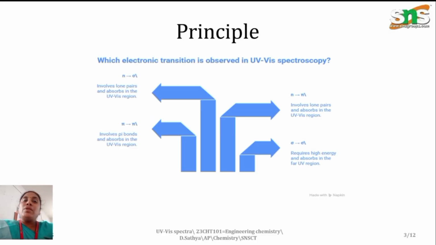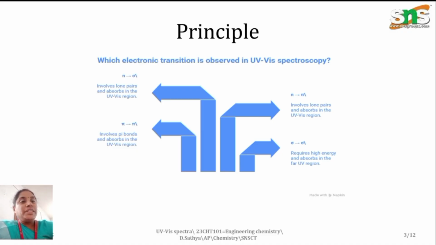So what is the principle of UV visible spectroscopy? Here electronic transition occurs. That means the solution will absorb the white light. When light enters the solution, the electrons will jump from the ground state to the excited state. That means n to pi star and sigma electrons. It involves the lone pair; the n means the lone pair of electrons. The lone pair of electrons will absorb the light in that solution to move into the sigma band, that means the ground state.